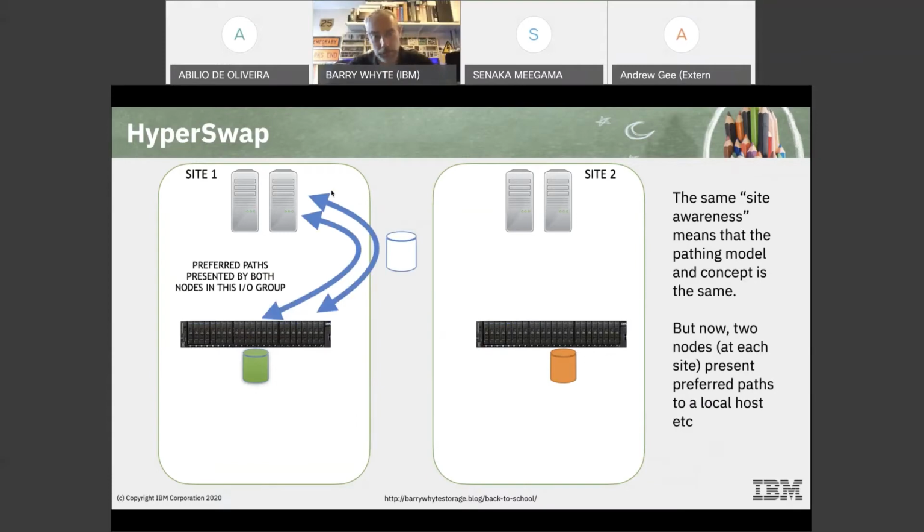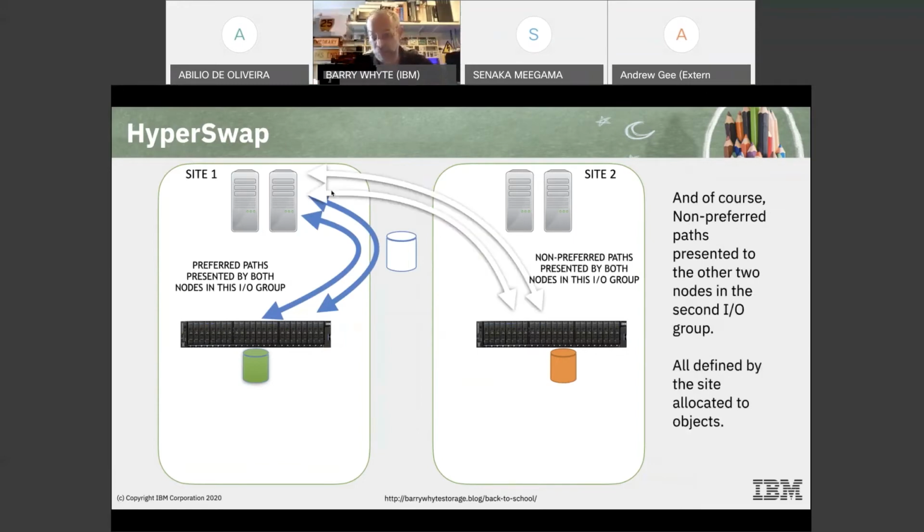So main difference here, we now have preferred paths being presented by both nodes in this IO group. And so instead of it just being 1 node on the left-hand side when we had the stretch cluster, you have obviously the 2 nodes that are in the back of this enclosure, and both of those nodes are presenting preferred paths whenever it's being accessed through the same site. So here you define the site for the IO group, define the site for the hosts, and so whenever the sites match, they will stay and they will present those preferred paths.